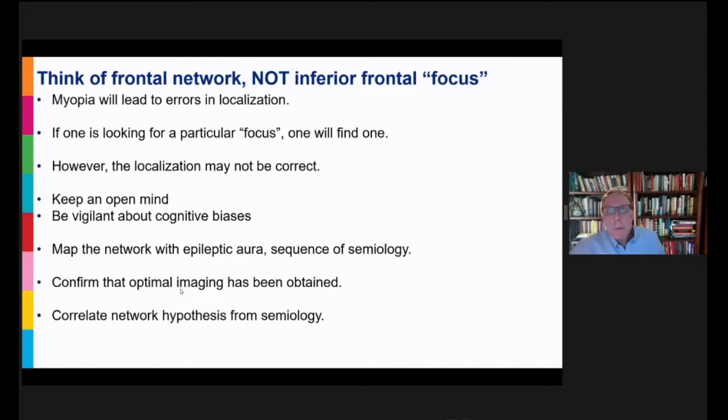Some places will do a non-volumetric MRI, and then you can get volume averaging and not really find the lesion. In your case, you did a wonderful job, a beautiful volumetric MRI, and then correlate the network hypothesis from semiology, find a lesion, and decide whether you can proceed with direct surgery or doing SEEG. And I'll end here.